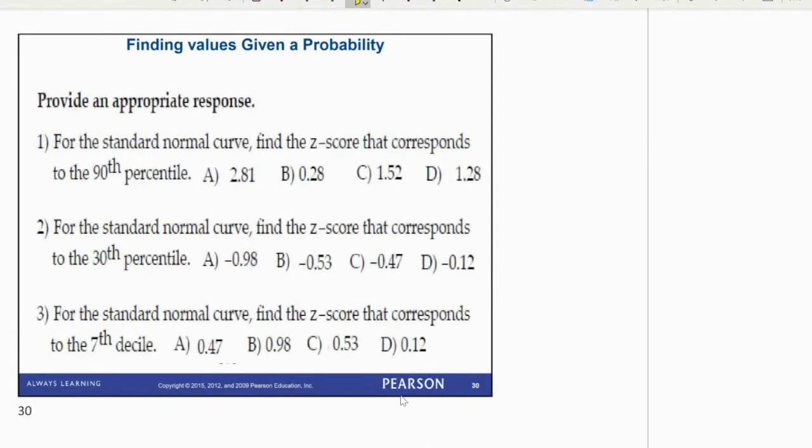First, this question says we should find the z-score, and then they give us a percentile. Now, percentile, so 90th percentile is the same as 90% left area. All right, 90th percentile is the same as 90% left area.